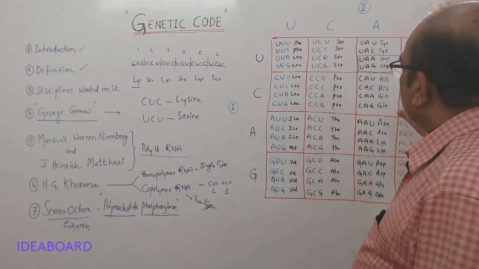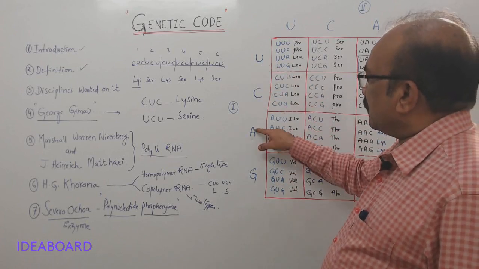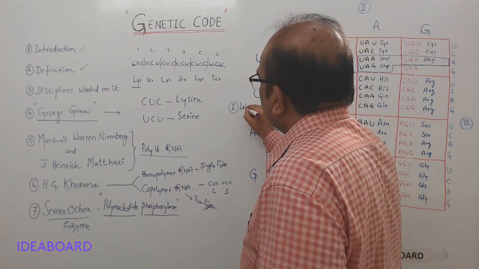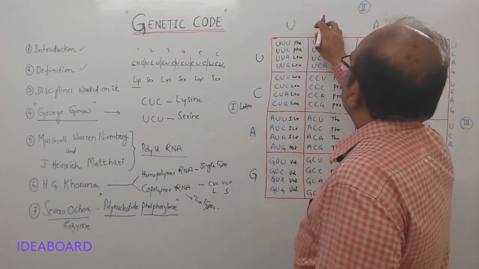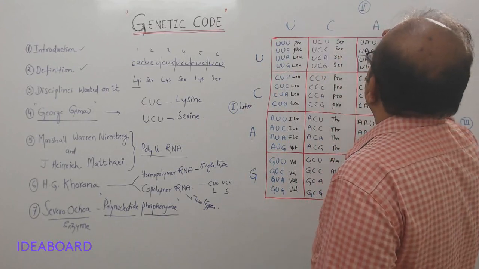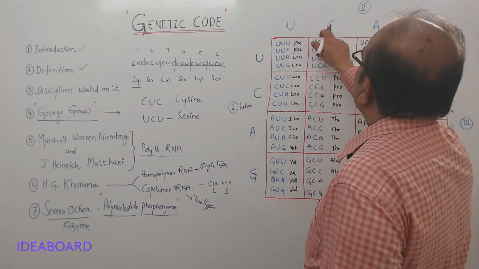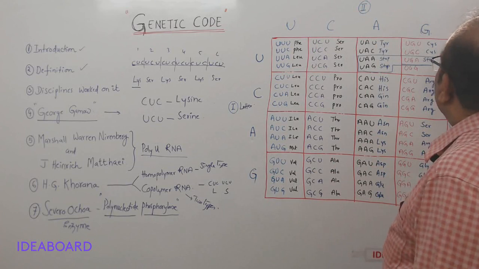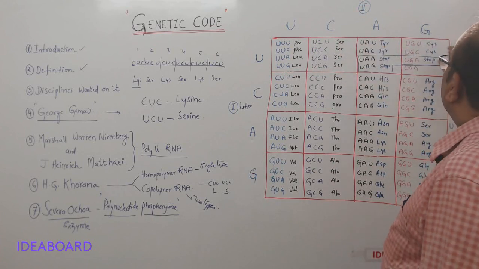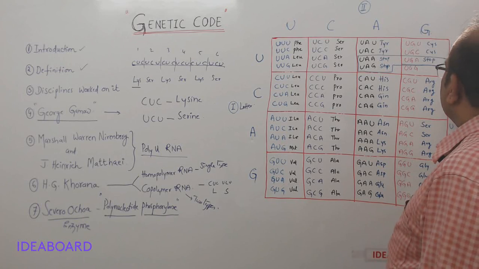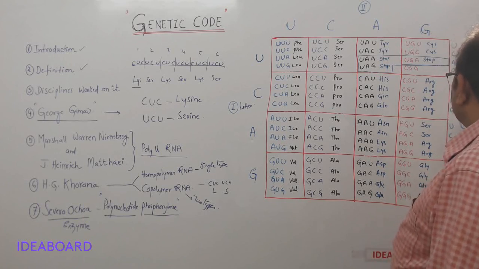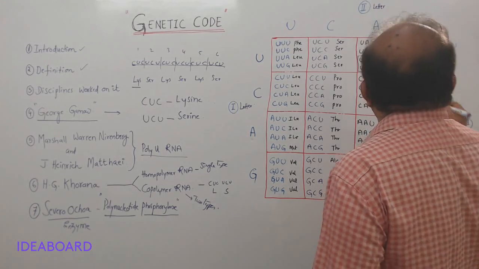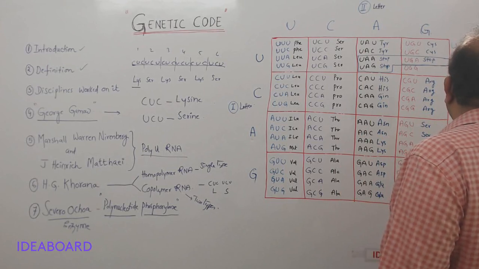Now, here you see in the checkerboard, I wrote UCAG, that is the first letter. And here also again I wrote in the vertical columns UCAG. So that is the second letter. And now for each horizontal column, I wrote UCAG here, UCAG, UCAG, UCAG. That is the third letter. So this is the second letter in the codon, and this is the third letter in the codon.